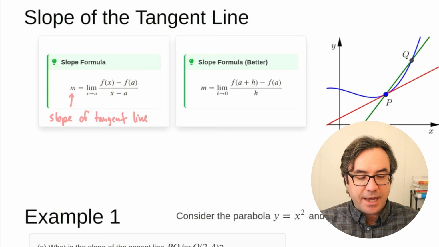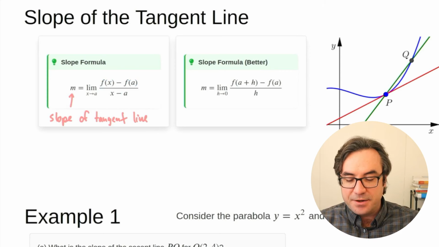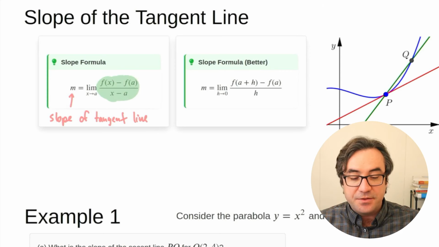All right, so let's look at a few things here. Let's look first at this fraction. What does this fraction represent? Well, this fraction, let me use green, this is the slope of our secant line.